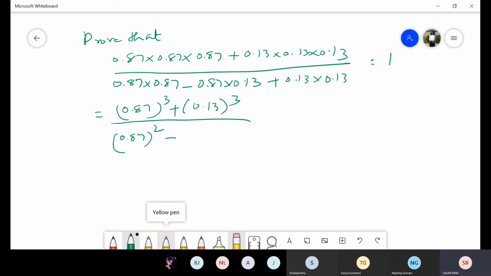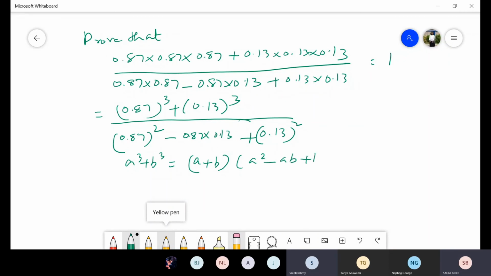Minus, look at this, 0.87 into 0.13, that only. So I will write like that, 0.13, no need to multiply. Plus, next is 0.13 the whole square. See, numerator is like a cube plus b cube, and you know the formula, right? What is a cube plus b cube? A cube plus b cube is equal to a plus b into a square minus ab plus b square.